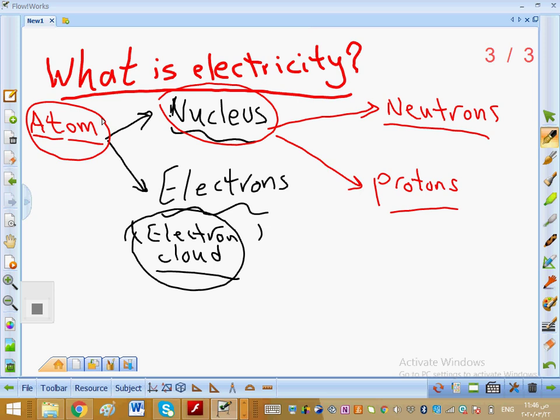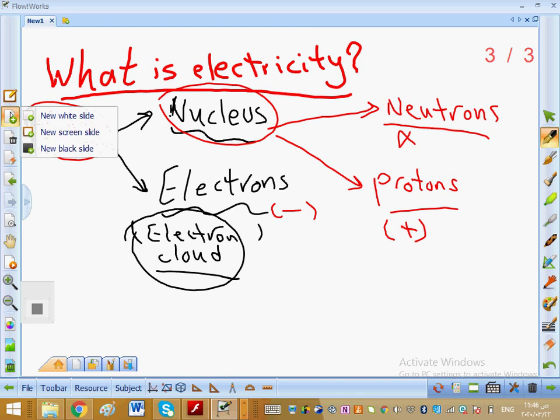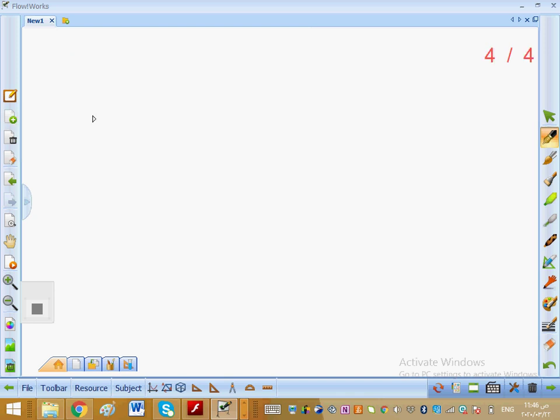The charge of a proton is positive. The charge of an electron is negative, and the charge of a neutron is no charge, neutral. The charge equals 0. Then we continued with how to find the total charge of an atom. We said we have three different cases. The number of electrons equals the number of protons.